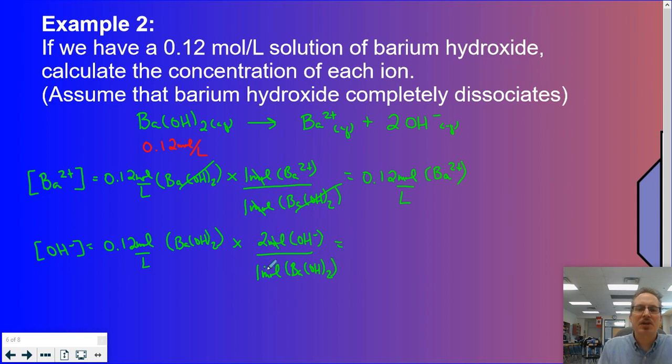Again, my moles are going to cancel. Barium hydroxide on top and bottom is going to cancel. So we're going to take 0.12 moles per liter times 2, divide by 1. And so that's going to double this to 0.24 moles per liter. And this is for the hydroxide ion.